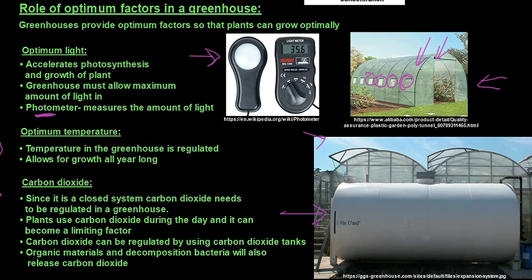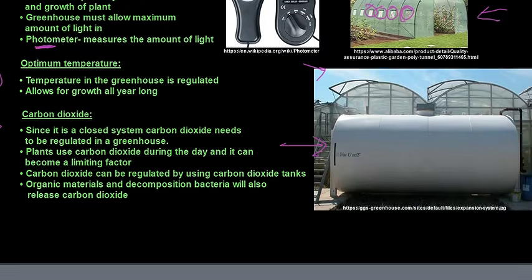But you've also got more natural ways of getting carbon dioxide in, by using organic materials and then decomposition bacteria that will also release carbon dioxide into the greenhouse to regulate that.